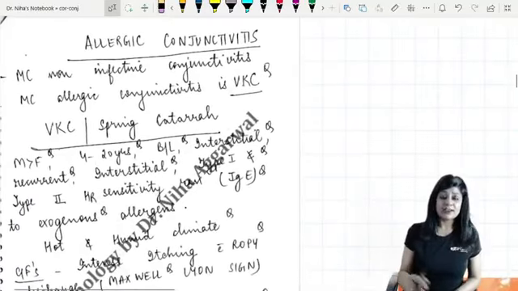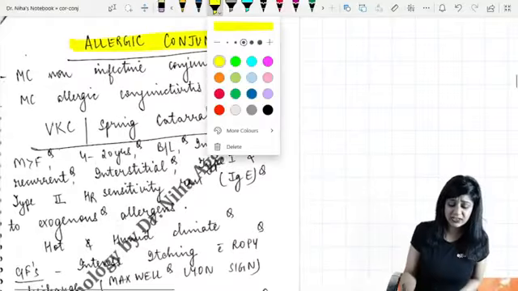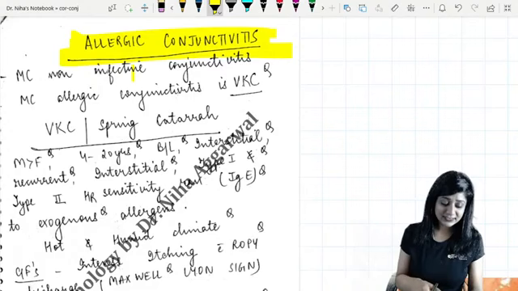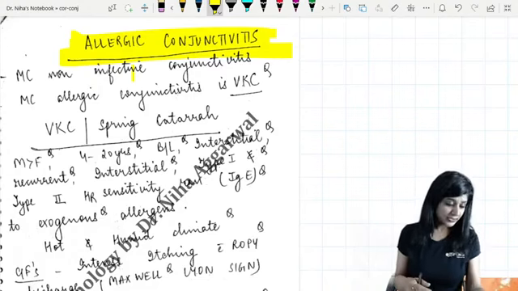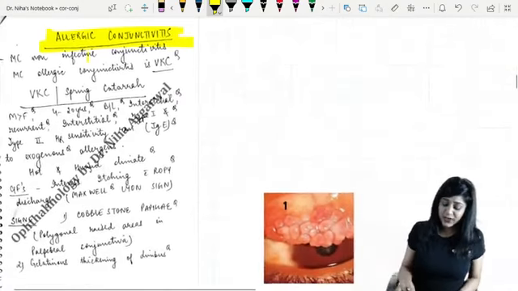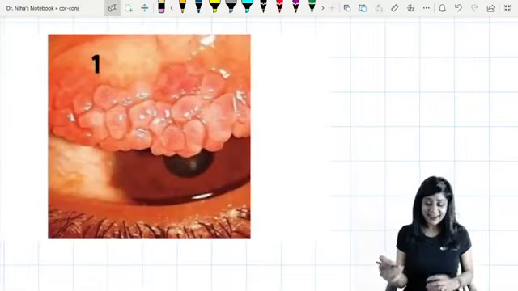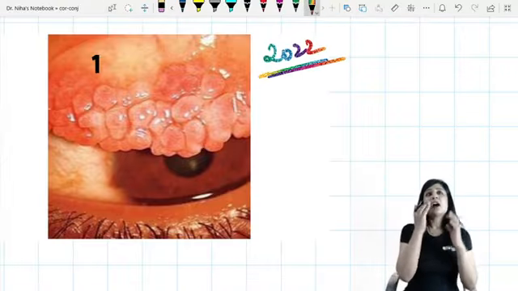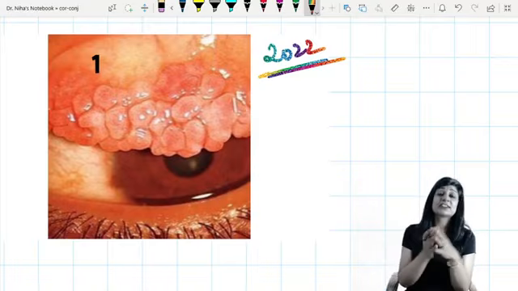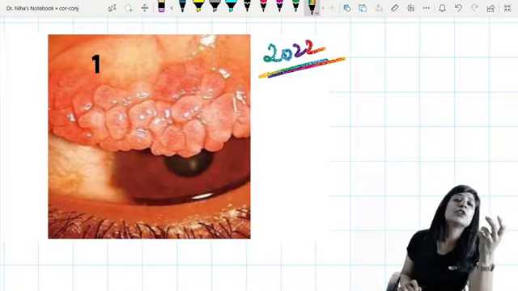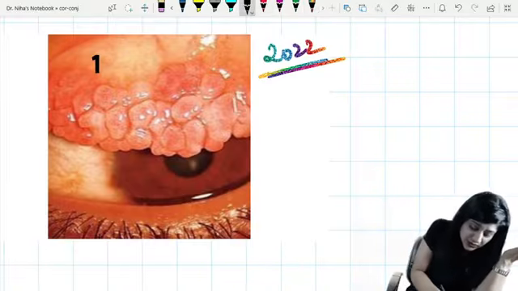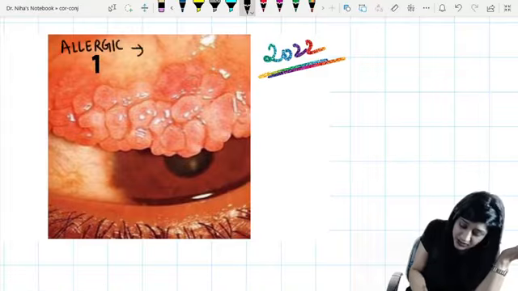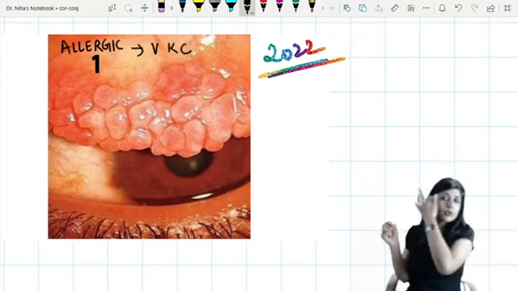And the iconic one for your exam is allergic conjunctivitis. I think no FMG examination is complete without certain things. So clear, good. I think this picture is mandatory and you are going to get this picture in 2022 also. Out of the infectious and the non-infectious, infectious is most common. But in the non-infectious, it is the allergic conjunctivitis that is most common. And in the allergic, it is VKC that is most common.